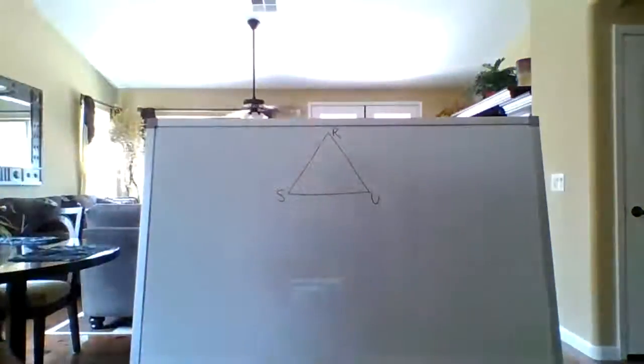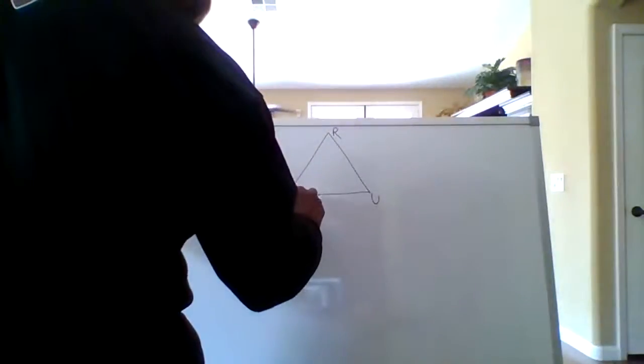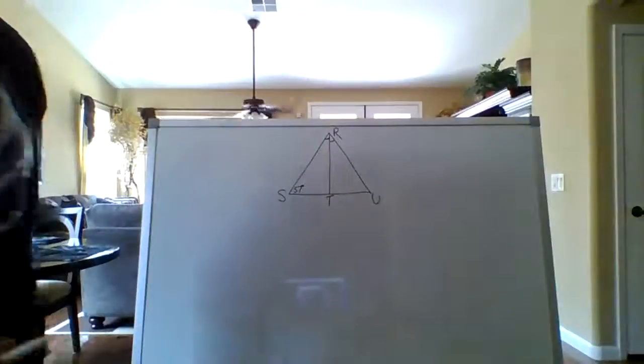Right here, class, this is angle S. Angle S is 57 degrees. Here we have this angle bisector. At this point, this vertex here is T, okay?